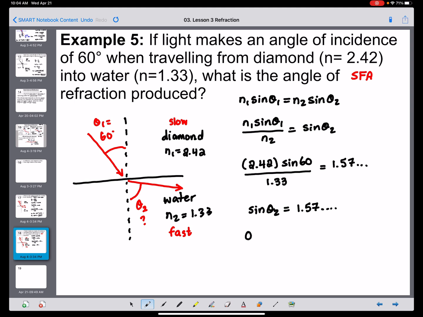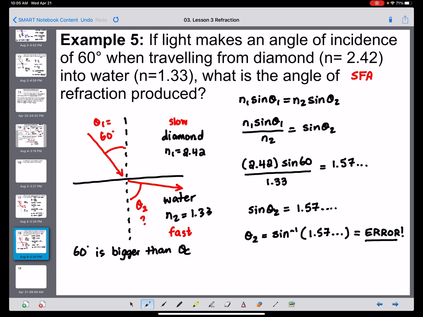Or if you forget that, you might try this. You might do theta 2 equals sine inverse of 1.57. Then your calculator is going to return an error when you try to do that because it's not possible. This error here does not mean that we did something wrong in our math. Our math is actually totally fine. What it means is that refraction is not possible when you use an angle of incidence of 60. Or in other words, 60 degrees is bigger than whatever the critical angle is for diamond and water.